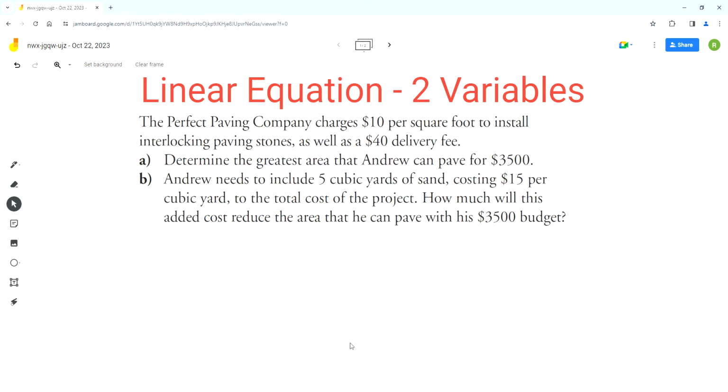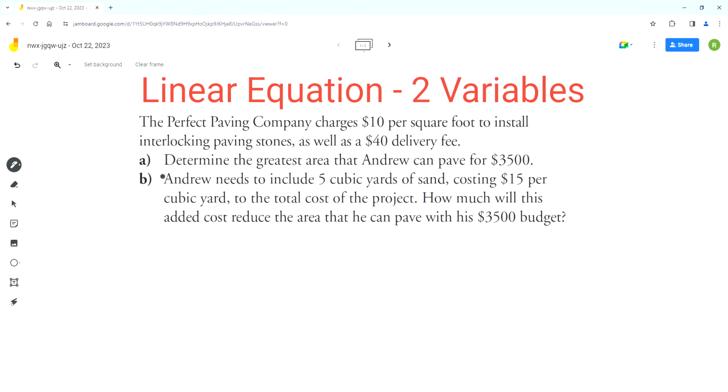So in this video, we'll solve this word problem based on the concepts of linear equations with two variables. As per the problem, the Perfect Paving Company charges $10 per square foot to install interlocking paving stones as well as a $40 delivery fee. So there are two parts to this problem.